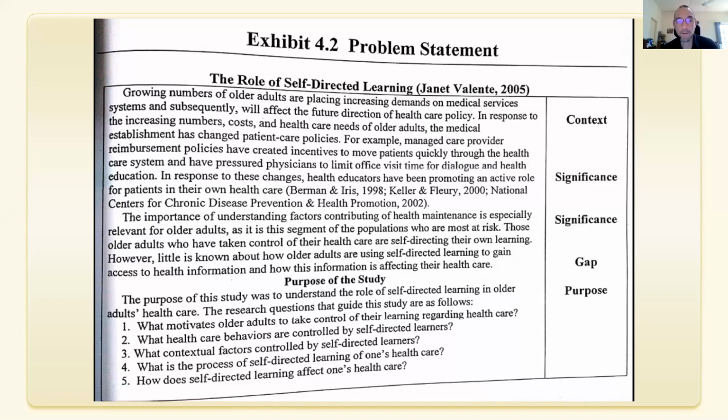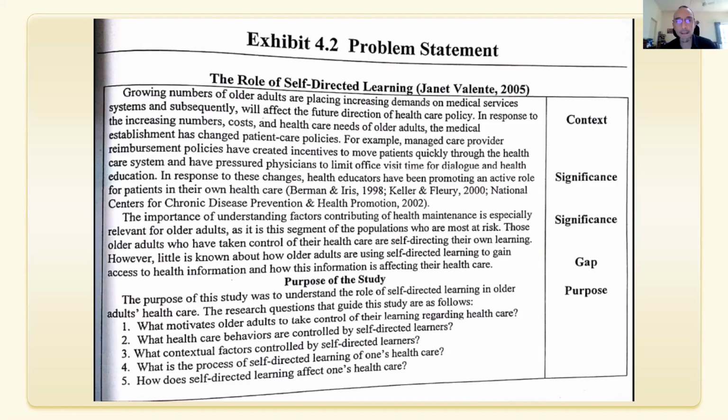Okay. The importance of understanding factors contributing to health maintenance is especially relevant for older adults, as it is this segment of the population who are most at risk. Those older adults who have taken control of their health are self-directing their own learning. However, little is known about how adults are using self-directed learning to gain access to health information and how this information is affecting their health care. Then the purpose of the study was to understand the role of self-directed learning in older adults' healthcare. The research questions that guide the study are as follows: 1, 2, 3, 4, 5. Okay. Very brief, very short. There's not even a lot of references there.